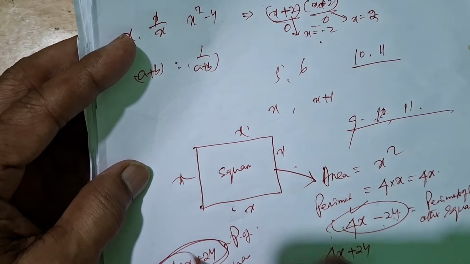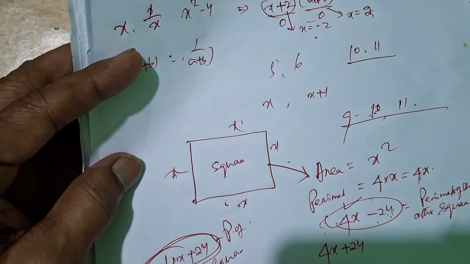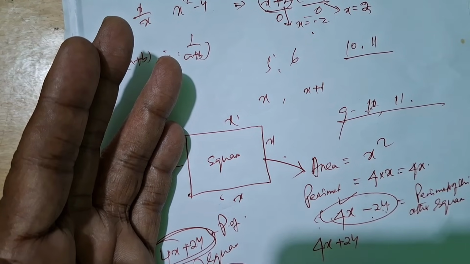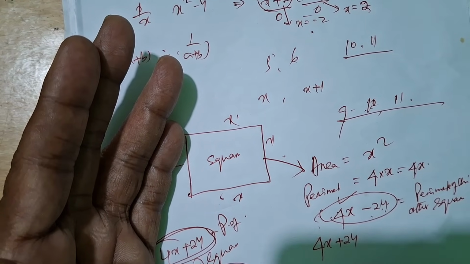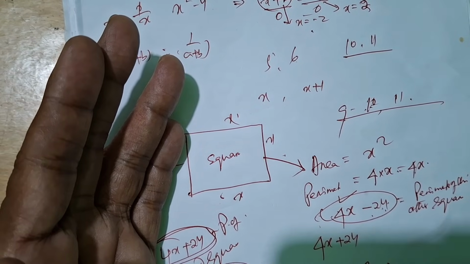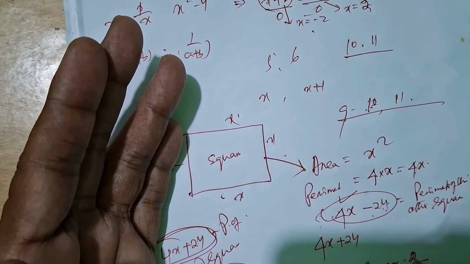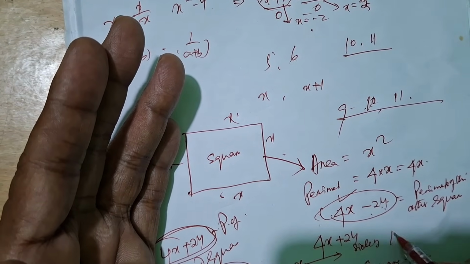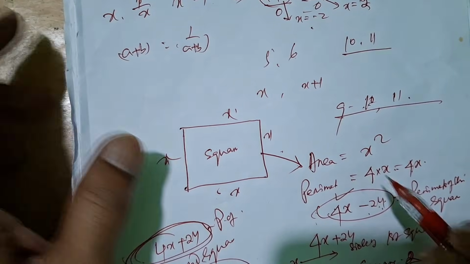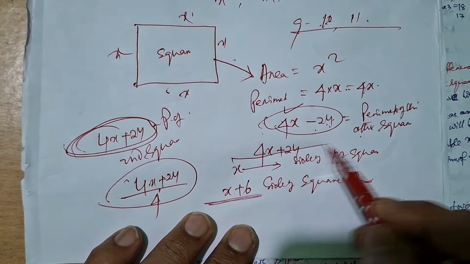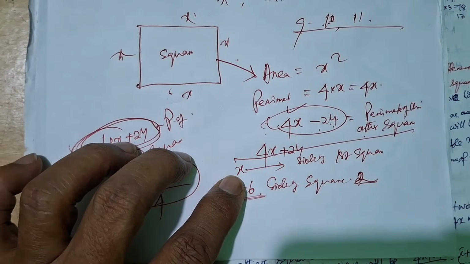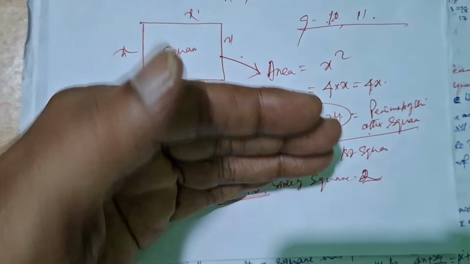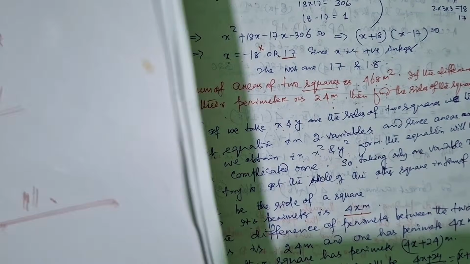Then what is its side? Divided by 4: 4x plus 24 divided by 4 gives x plus 6. So the side of the first square is x, and the side of the second square is x plus 6. You derive this from x, you do not outright take it as y. Now what is the equation?